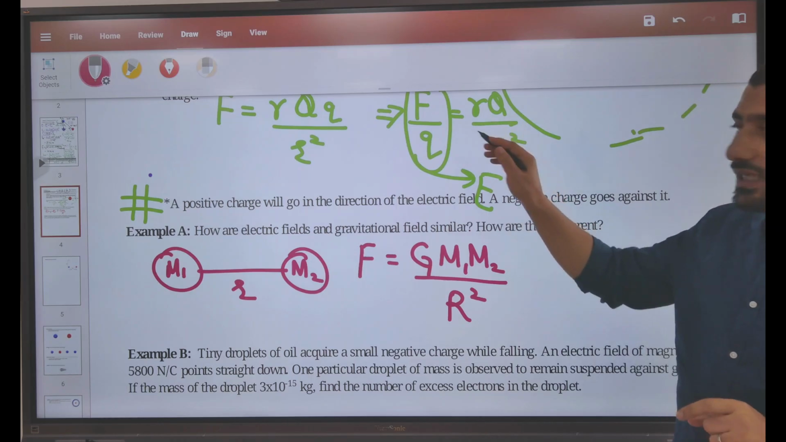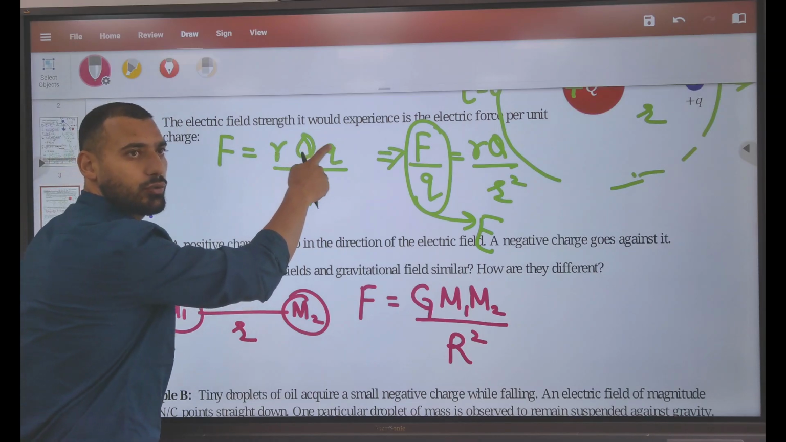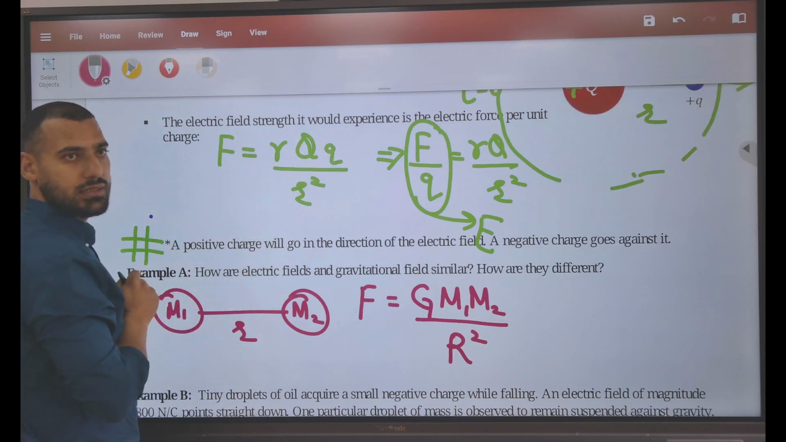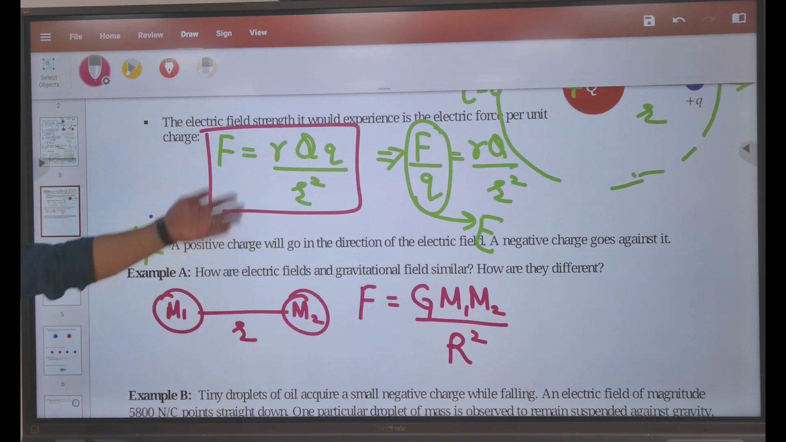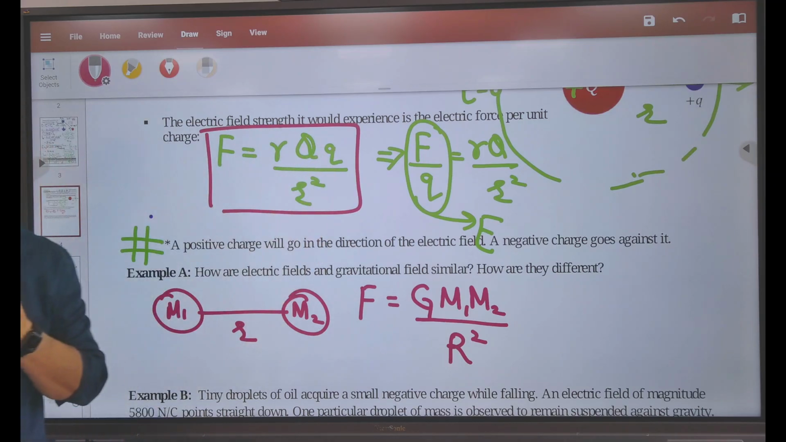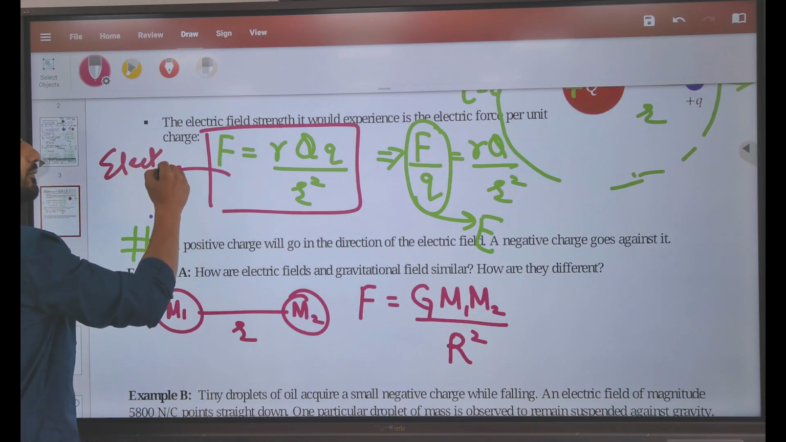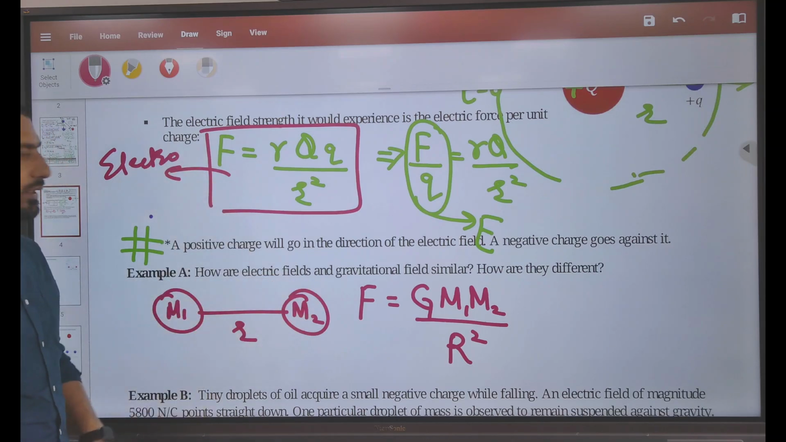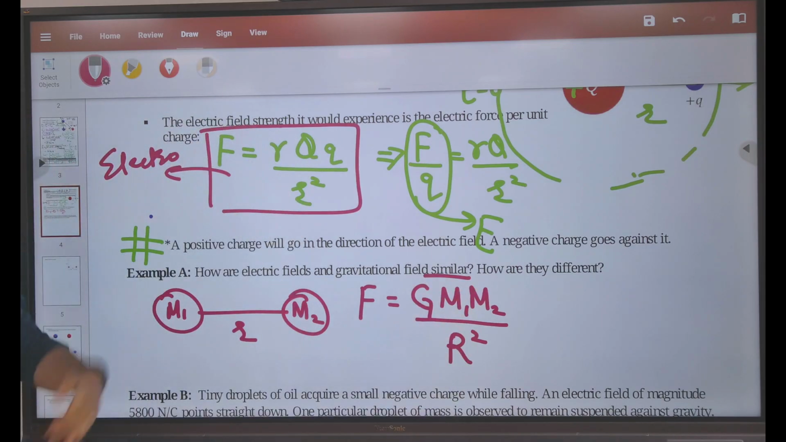But in electrostatics, there are two charges, capital Q and small q, separated by some distance r. There is a force, isn't it? And what is the force? k Q q upon r squared. This is electrostatic, and that is gravitational. The question is, how are these two fields similar? What similarity do you see in these fields?